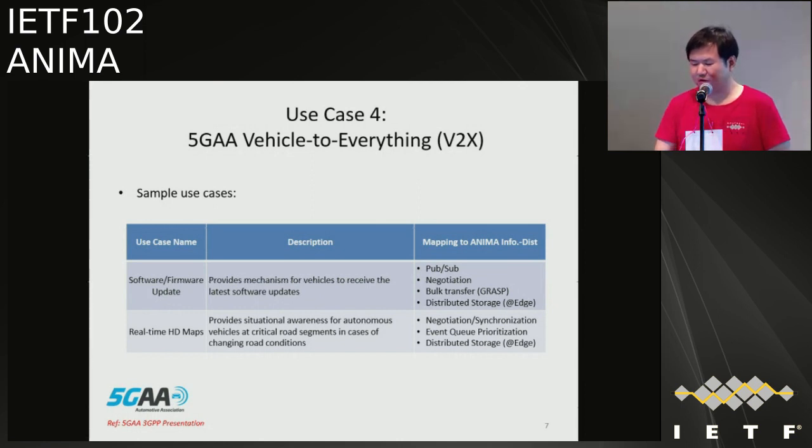For example, when a car drives into a specific field, it can get the part of the HD map of the exact place at the local edge without downloading it from a single point. Okay, next please.